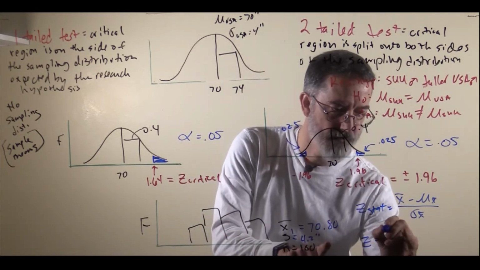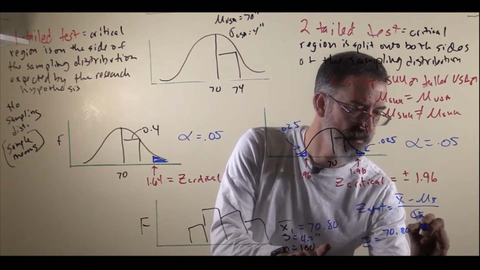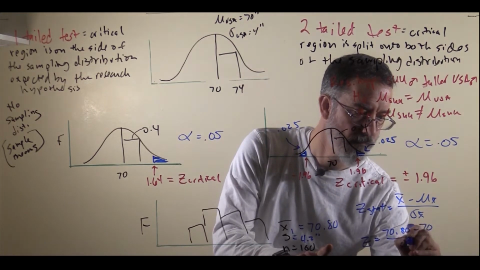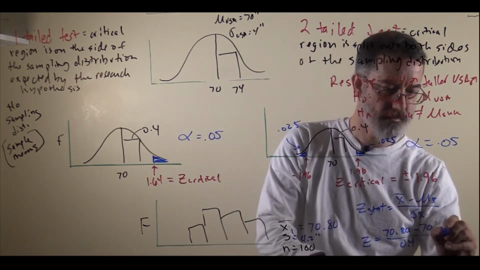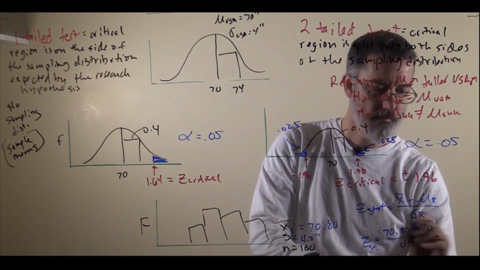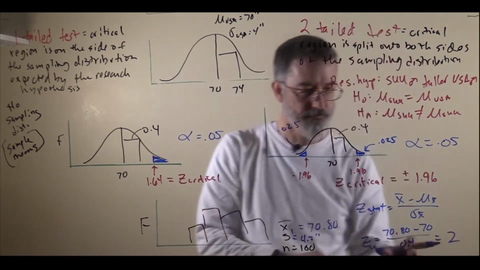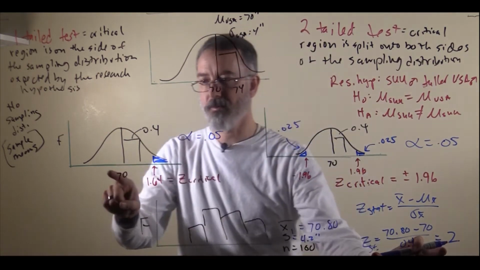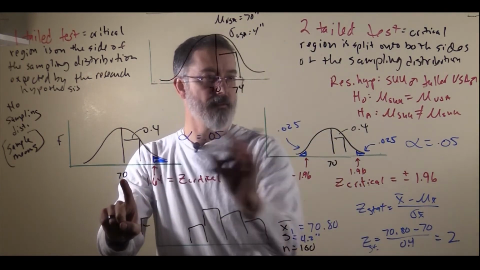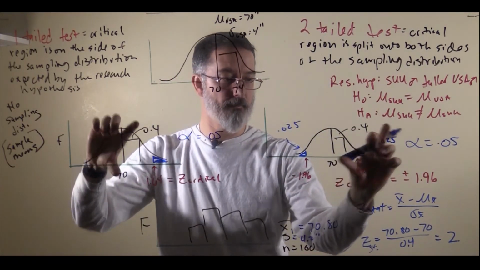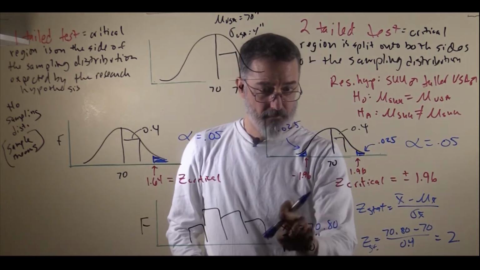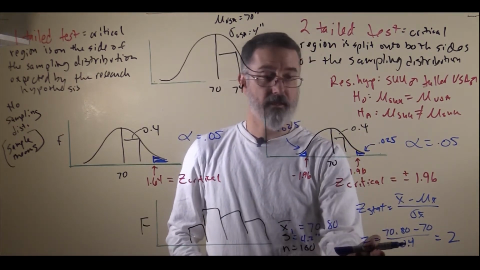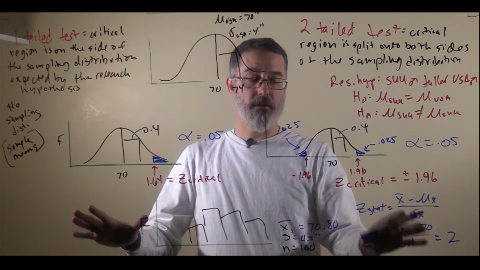So we got 70.80 minus 70 divided by 0.4. So this is going to give us a z-statistic of 2. Notice the z-statistic of 2 is the same on this distribution and this one because the means and the standard deviations of these two distributions are the same. So the sample mean has a z-statistic of 2 regardless of which distribution you're on.